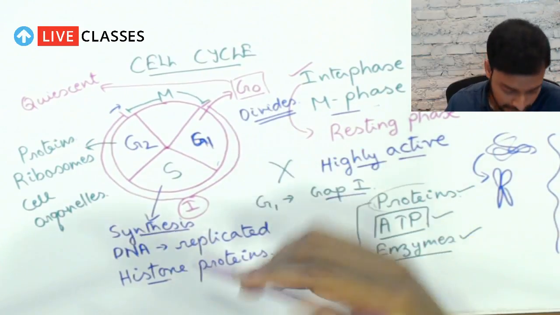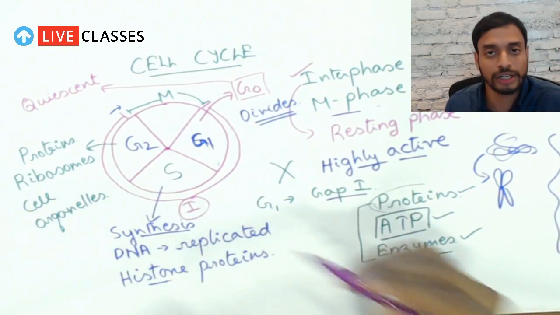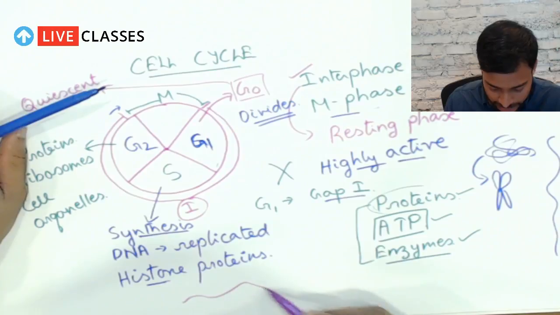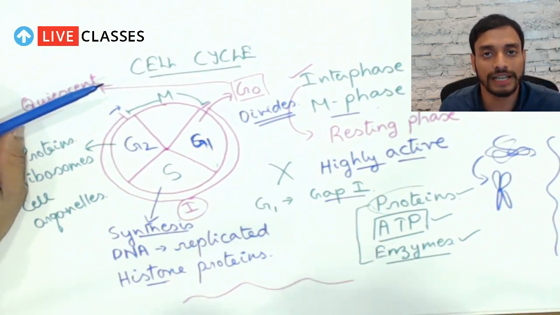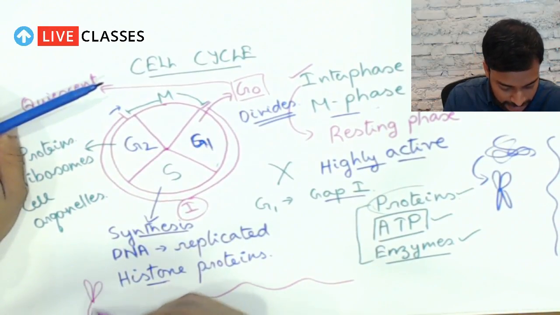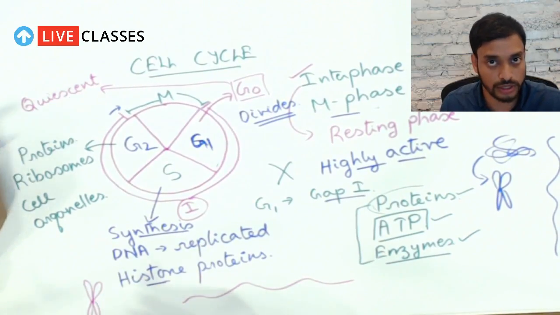Okay, I think I've got a question about histone proteins, right? If you did not understand about histone proteins, I'll explain once more. This is the DNA strand, correct? And I have said that during the process of cell division, the cell has to arrange its DNA in a particular way, right? It has to form the chromosomes, correct?